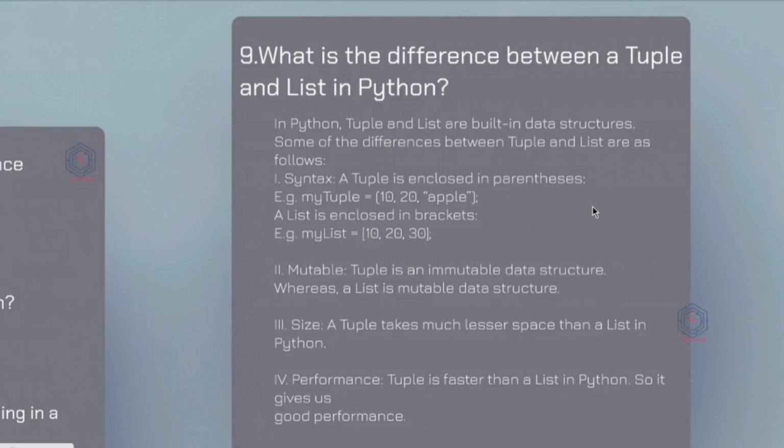Coming to the size, a tuple takes much less space than a list in Python, as a list can occupy a lot more space than a tuple. On performance, a tuple is faster than a list in Python, so it gives us good performance. For the use case, since a tuple is immutable, we can use it in cases like dictionary creation, whereas a list is preferred in use cases where data can alter.